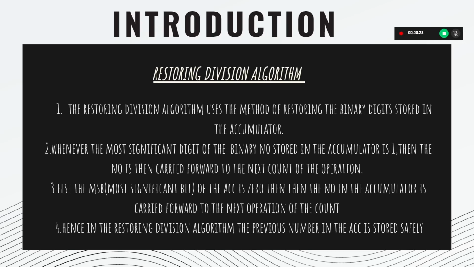Whenever the most significant digit of the binary number stored in the accumulator is 1, then the number stored in the accumulator is taken carry forward and the count is decreased likewise. We will see this in the example.